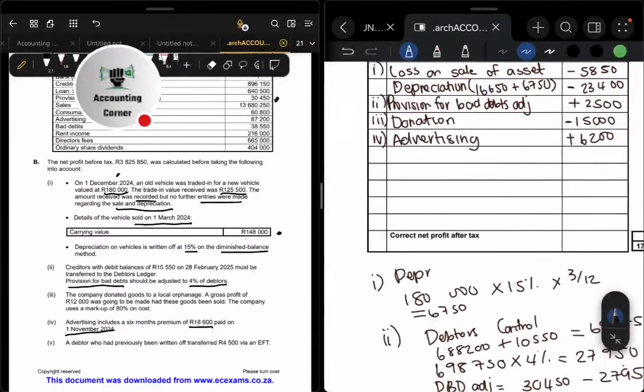Okay, where was I? Number 5. A debtor who had been previously written off transferred 4,500 via an EFT. Okay, so this is what we call bad debts recovered. So that would be part of our income. Bad debts recovered, we add it as part of our income.